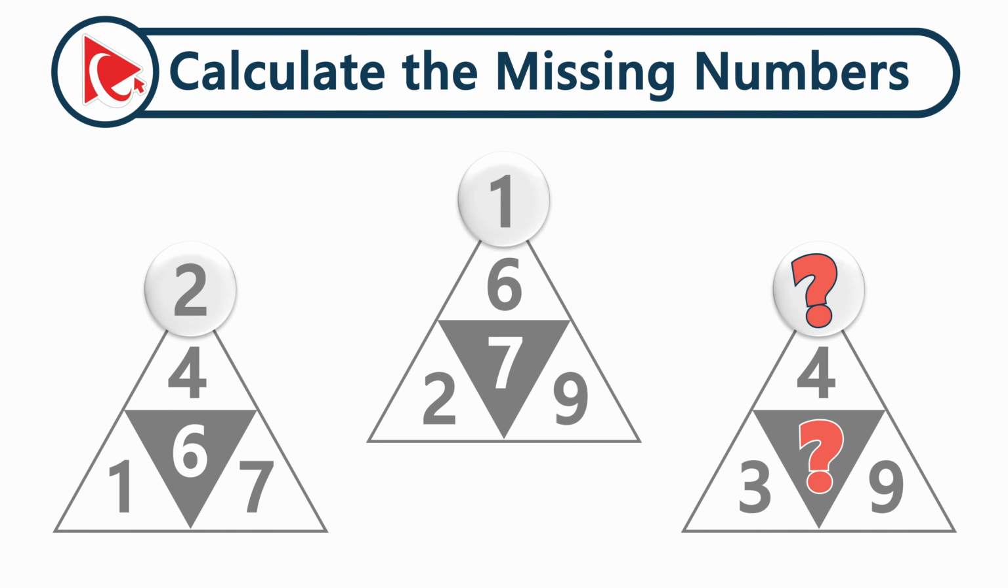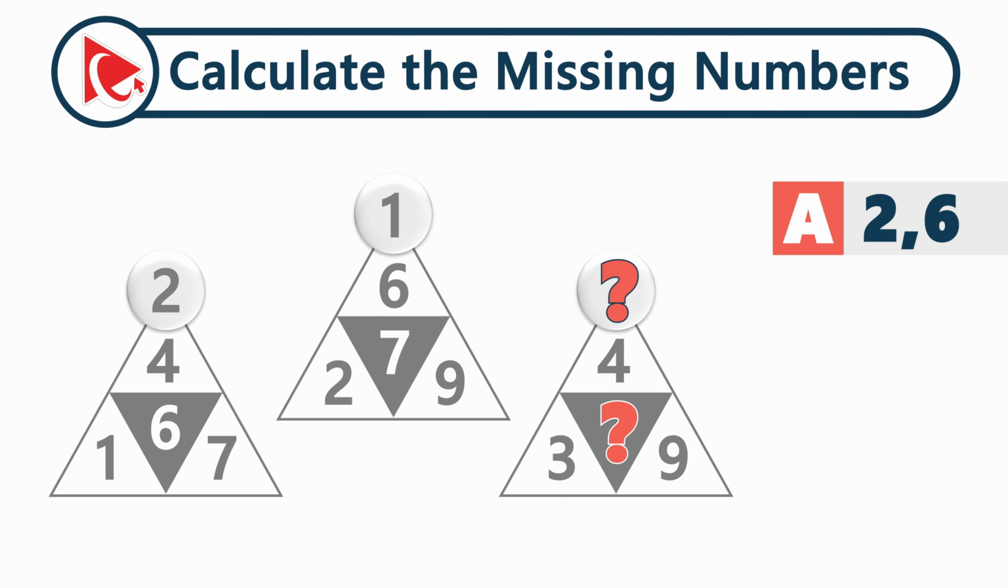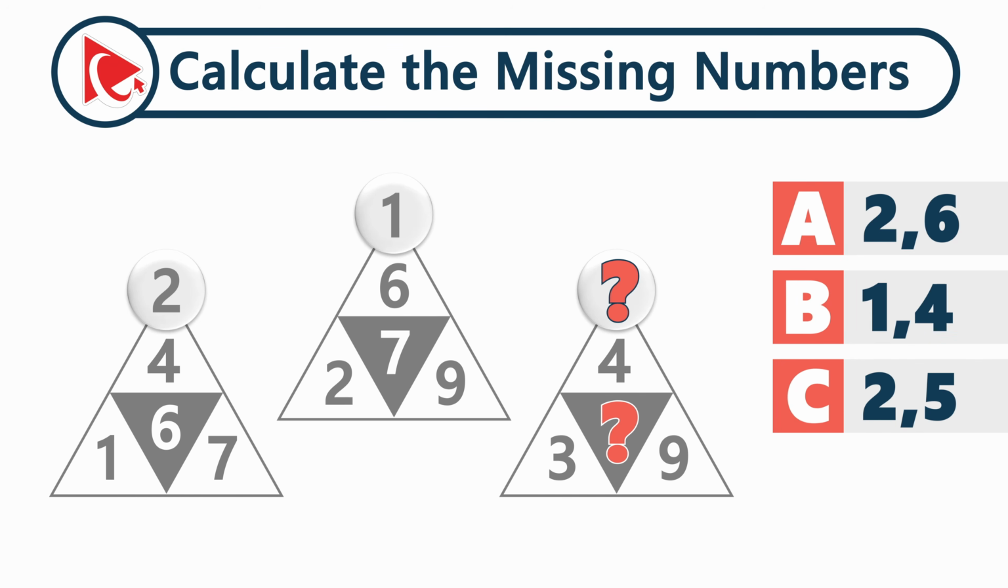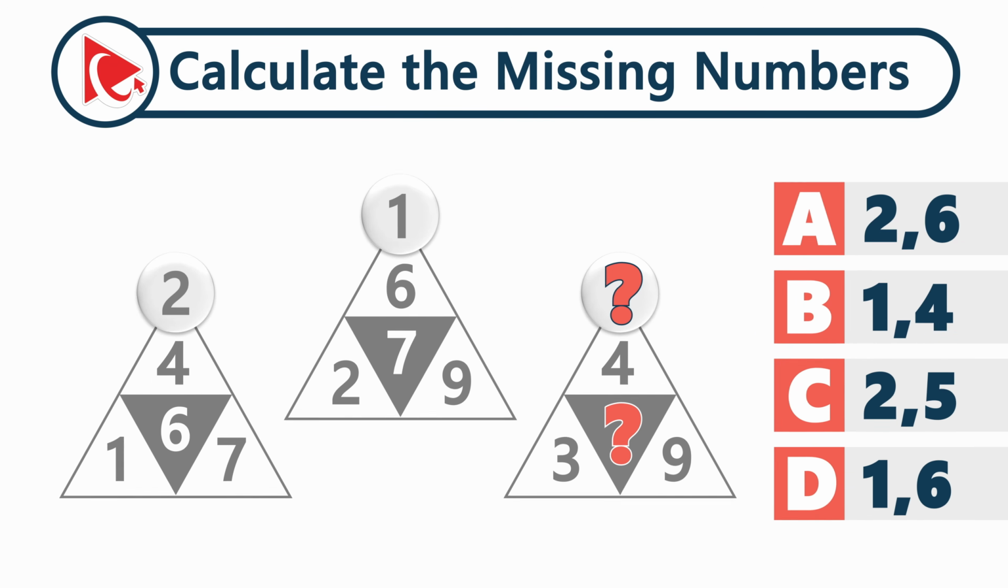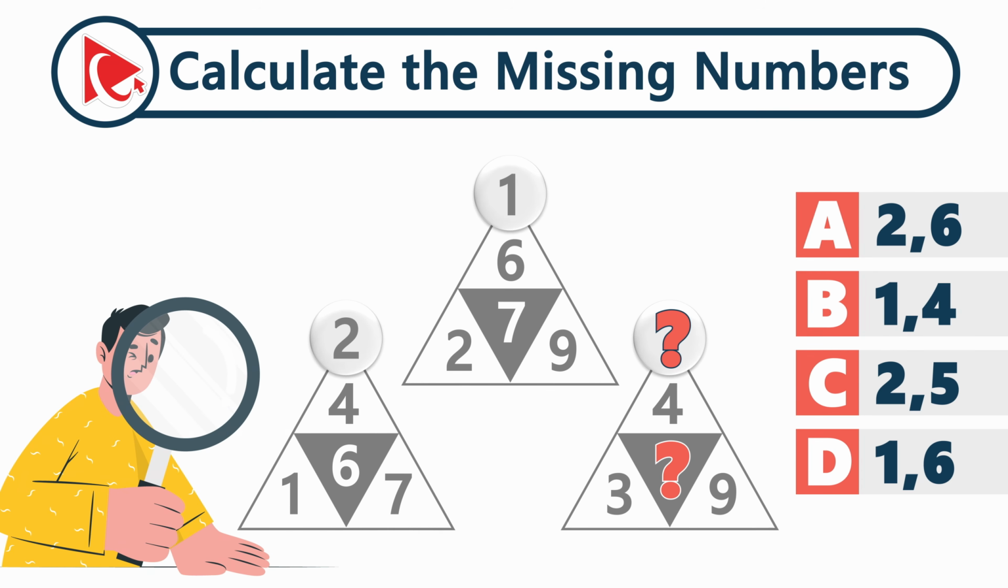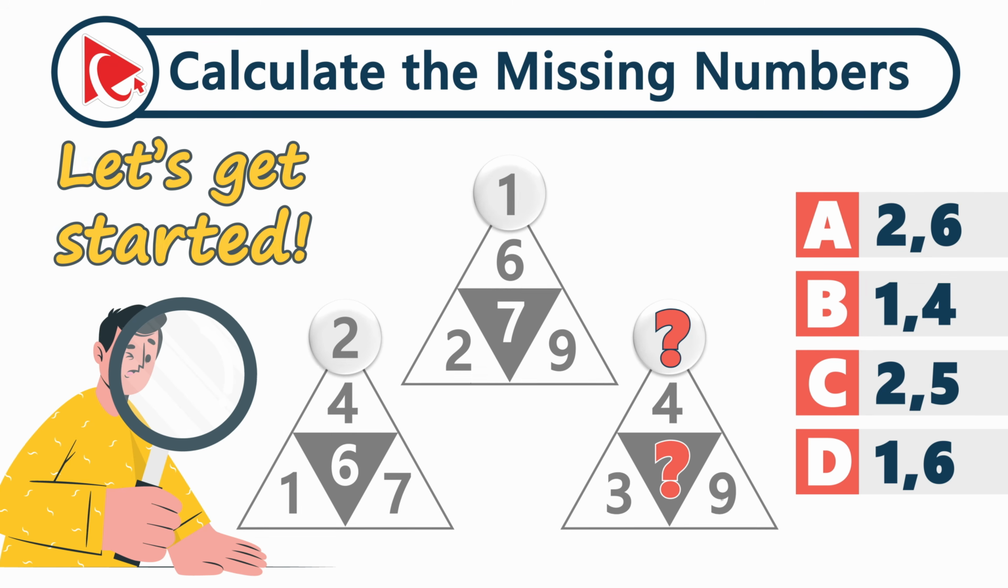Your goal is to detect the pattern and calculate both missing numbers, selecting your answers out of 4 possible choices. Choice A, 2 and 6, choice B, 1 and 4, choice C, 2 and 5, and choice D, 1 and 6. Make sure to lock in your answer before time runs out. Once you're done, I'll join you on the other side and we'll go over the solution together. Let's go ahead and get started.